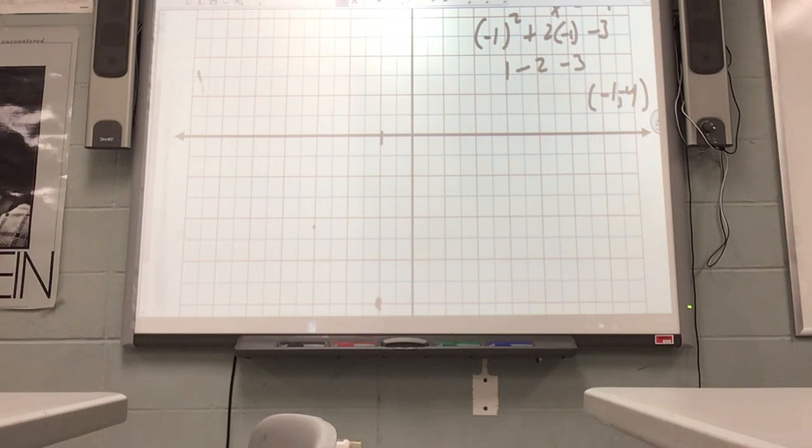So now, if we're thinking about our table, and again, you could have got this off your calculator. If that's my vertex, that's going to be in the middle. So I need to pick a couple on the right side, so I might go 0, 1. A couple on the left side, so negative 2, negative 3.